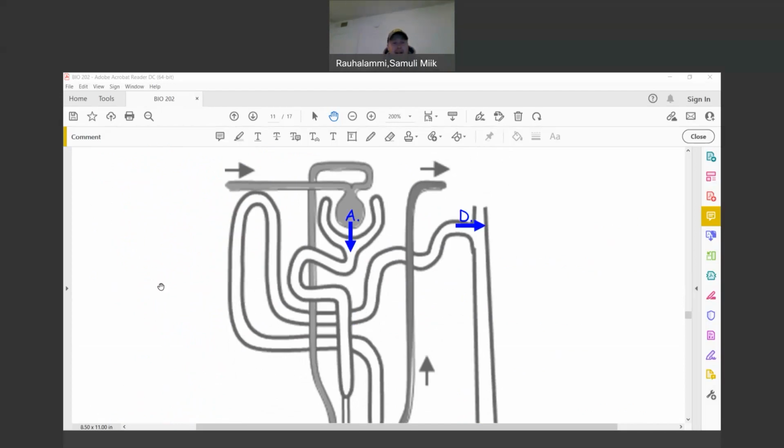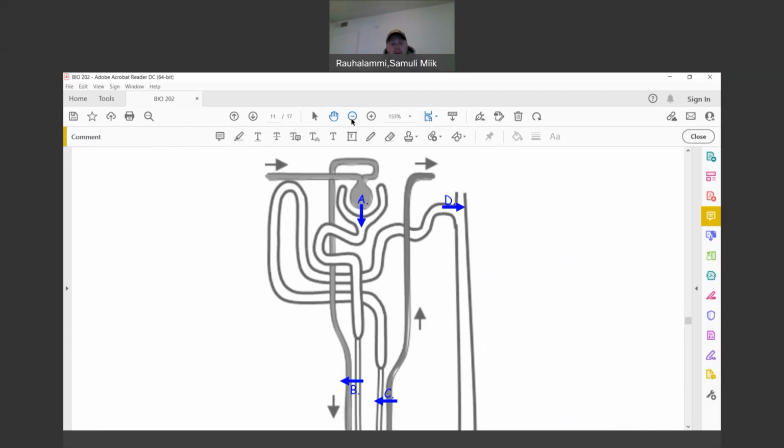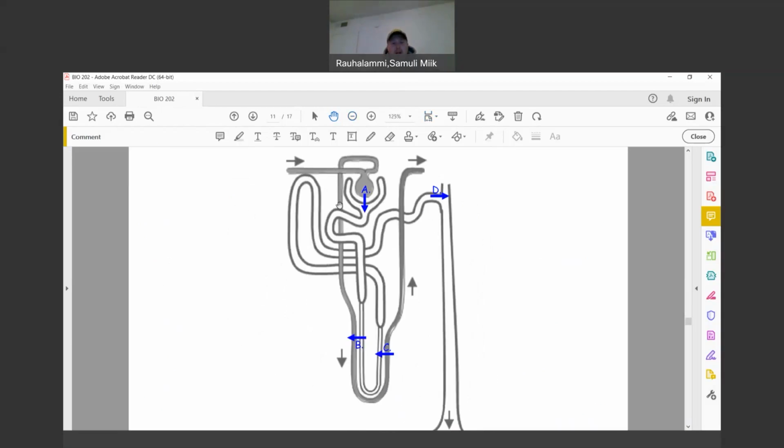So remember, this is a simplified diagram showing the general structure of a nephron. So we've got our afferent arteriole coming in and efferent arteriole leaving. So that's the blood supply to the kidney. Between afferent and efferent arteriole, we've got a capillary tuft, which is known as our glomerulus.